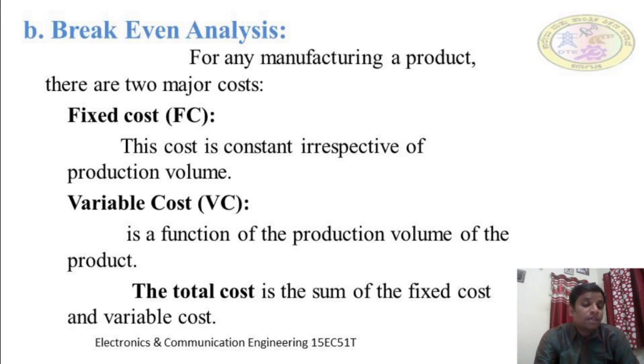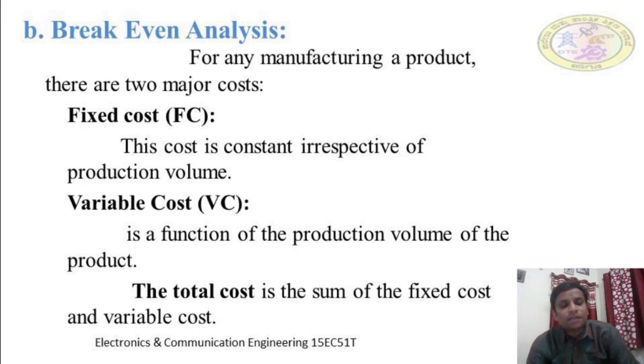That cost is fixed. Variable cost is a function of the production volume of the product. Suppose if we manufacture more products, then automatically the cost of manufacturing decreases. That type of cost we call variable cost. A company's total cost is the summation of fixed cost plus variable cost. Fixed cost is throughout the manufacturing of a company, whatever product they manufacture. Suppose they manufacture 1,000 or 1 lakh, the cost for manufacturing the particular product is the same.